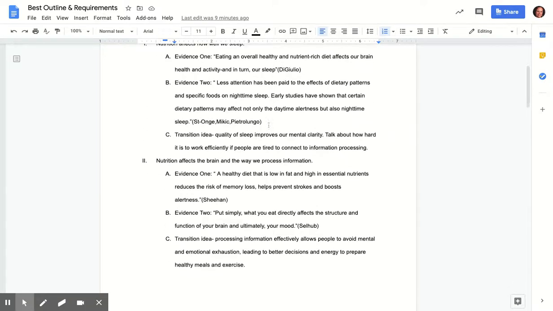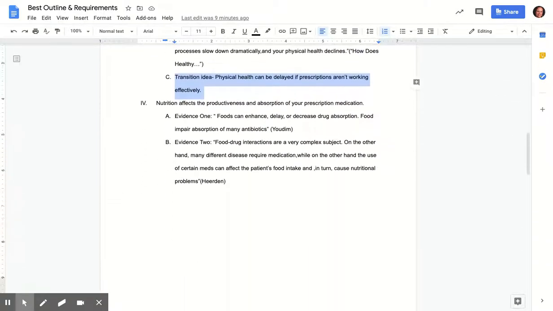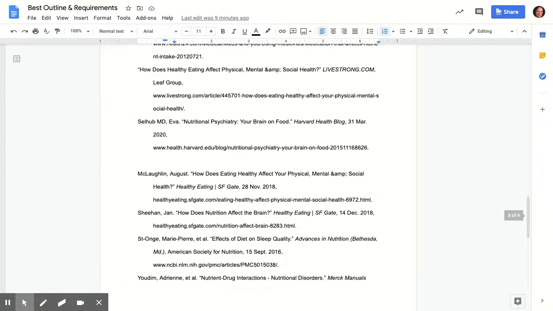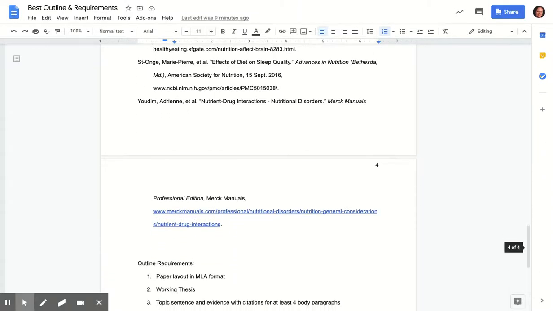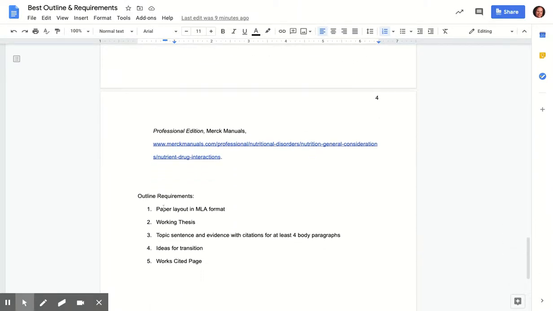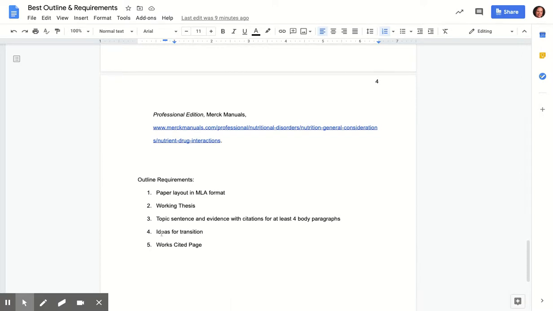Okay, so taking a look at the requirements, I have it summarized at the end of this document, which is also linked in the directions, okay? You're going to have your outline in MLA format. You're going to have a working thesis statement, topic sentence and evidence with citations for at least 4 body paragraphs, and your ideas for transition in your works cited page.